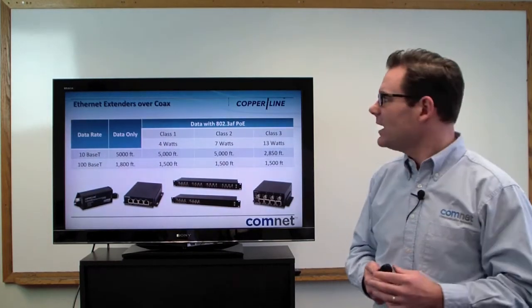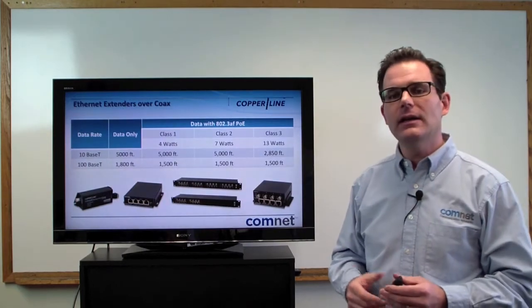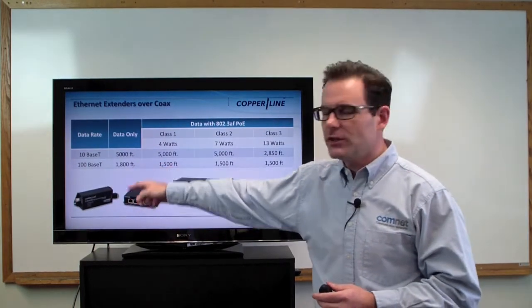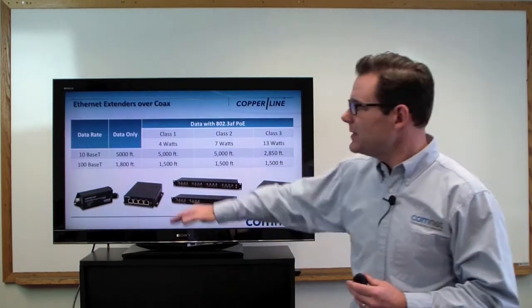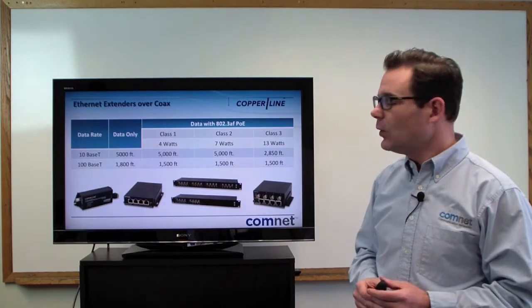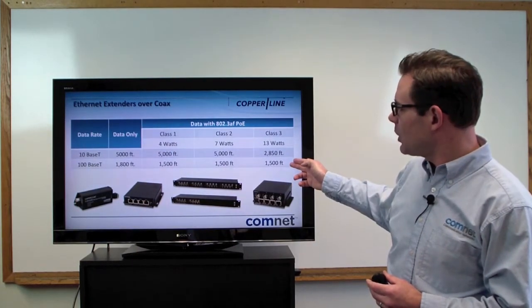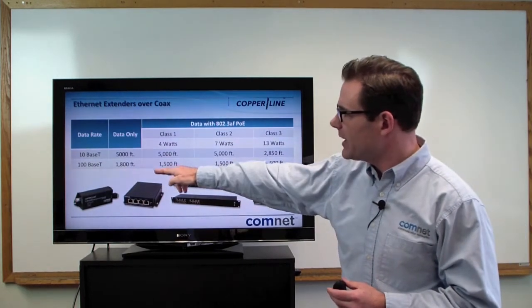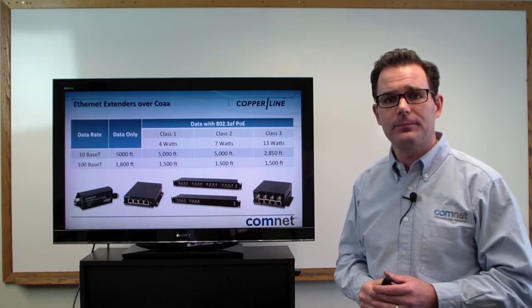Our ratings are based on RG59, and you can see the way the units work is that they maintain a 100 megabit full duplex connection until they reach a certain distance, and then they come down to a 10 base T full duplex solution. So really the worst case scenario here is we talk about 1,500 feet over RG59 is going to give you 100 megabits full duplex and give you about 13 watts of power for that camera.